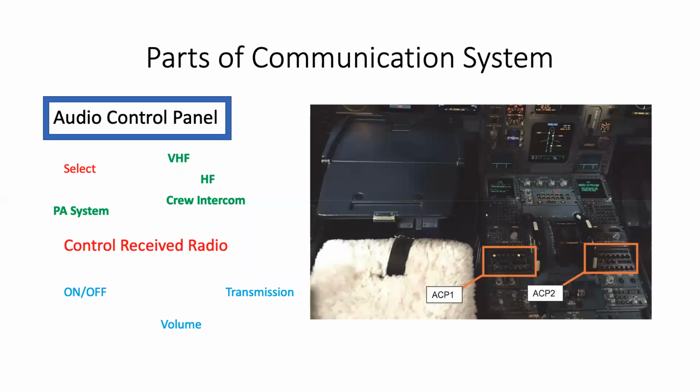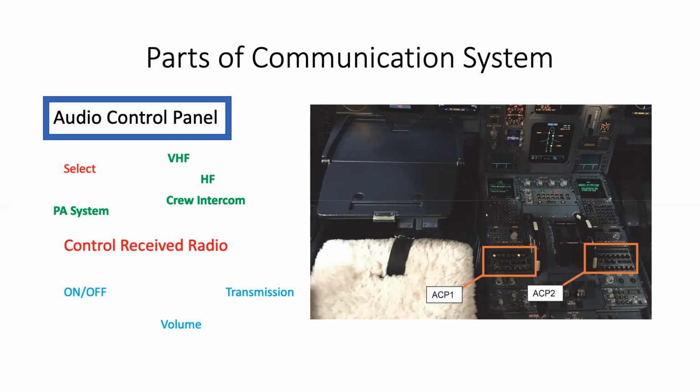The audio control unit allows the flight crew to select and control the received audio from the panel. The crew may select very high frequency or high frequency channels for communicating with the ground station. As required, they can select crew intercom for communicating with other crew members on board or select the PA system to address the passengers. The audio control panel also has switches that can be used to turn the system on or off, and to adjust the volume in the headset or the speakers for transmission of audio over the selected channel.